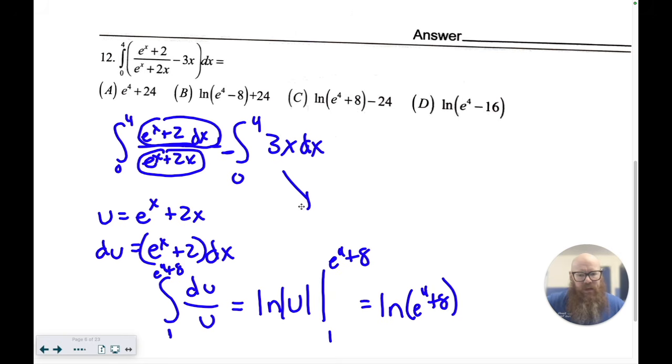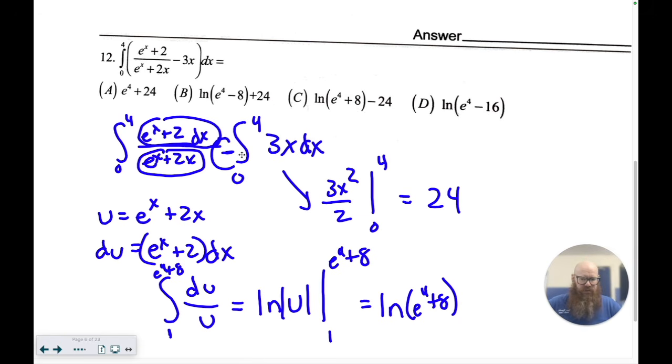Then I go and I do this one. This one is just the antiderivative of 3x, which is 3x squared over 2, evaluated from 0 to 4. And that one, if I plug in 4, I get 48 over 2, which is 24. And then if I plug in 0, I get 0. And then let's remember that I'm subtracting them. So I'm doing this one minus this one, and that is answer choice C.